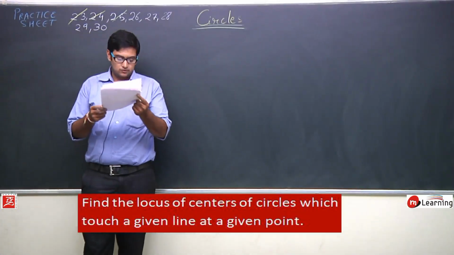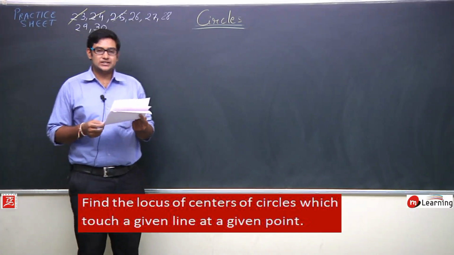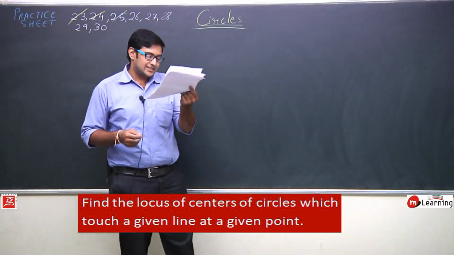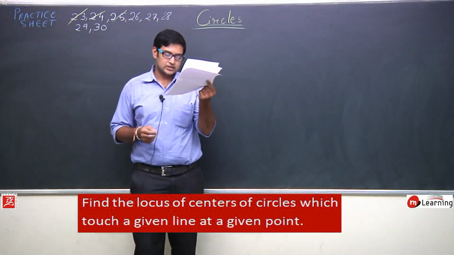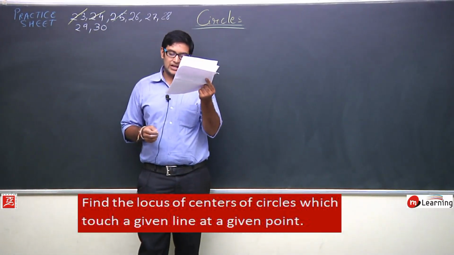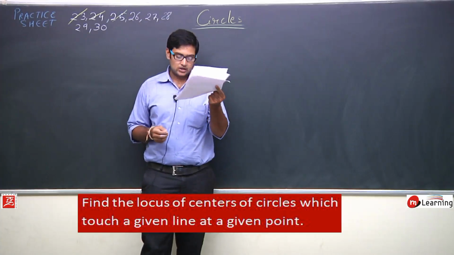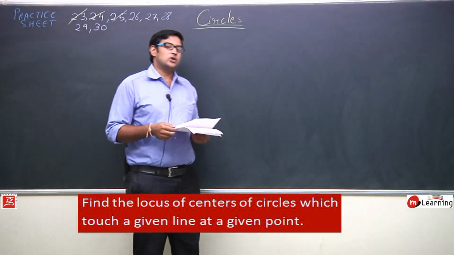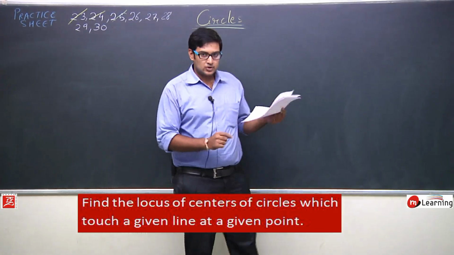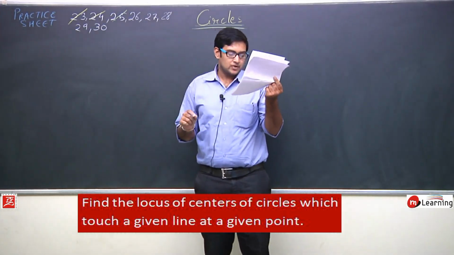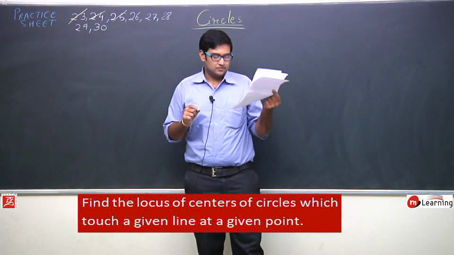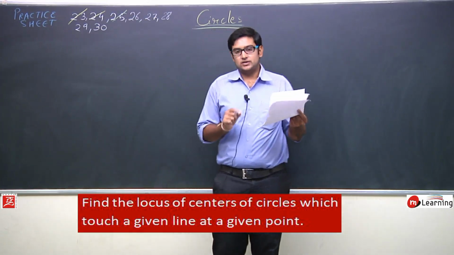Okay, now let us solve question number 26 from the practice sheet. Question number 26 says, find the locus of centers of circles which touch a given line at a given point. Okay. So what is meant by locus? Locus means the path. You need to trace the path of the centers of the circles which touch a given line at a given point.